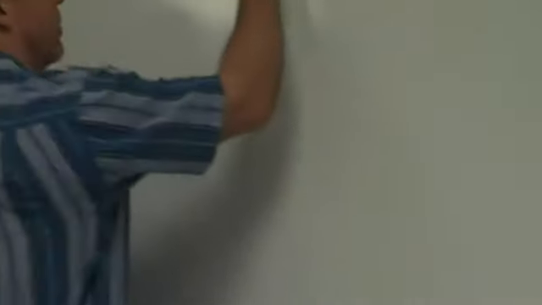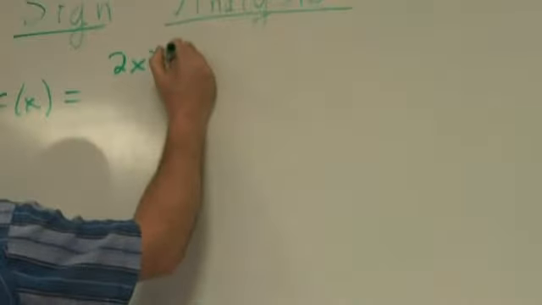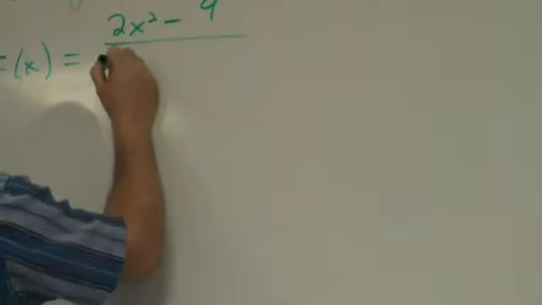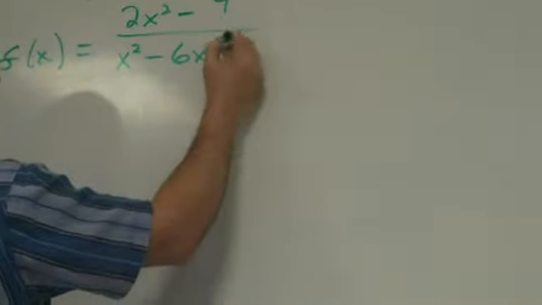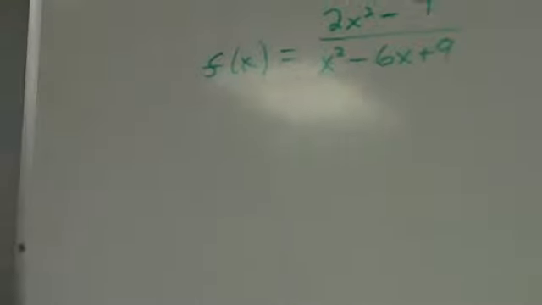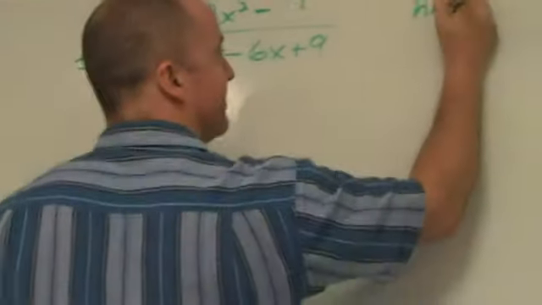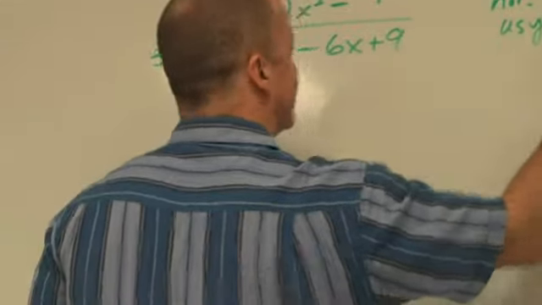f of x equals, well, it's just what we call it, top. Hang on, 2x squared minus 9. On the bottom, it's going to be x squared minus 6x plus 9. So it's going to be a y for x to be 2. Okay, horizontal asymptote. See how fast I can do this one, actually.